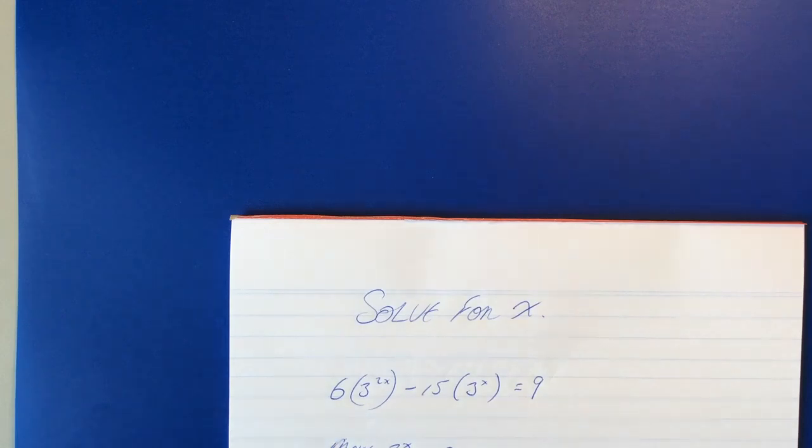So this is another look at the aspects of indices and the ways in which we solve index problems. So, what have we got? Well, we've got 6 times 3 to the 2x minus 15 times 3 to the x equals 9. What do we do with this? Well, the technique is pretty simple.